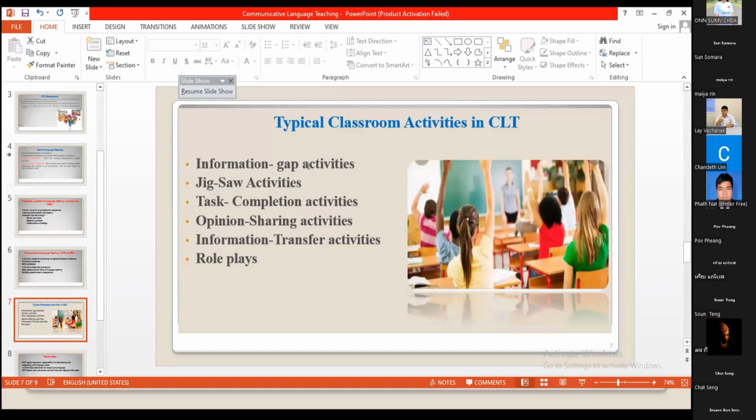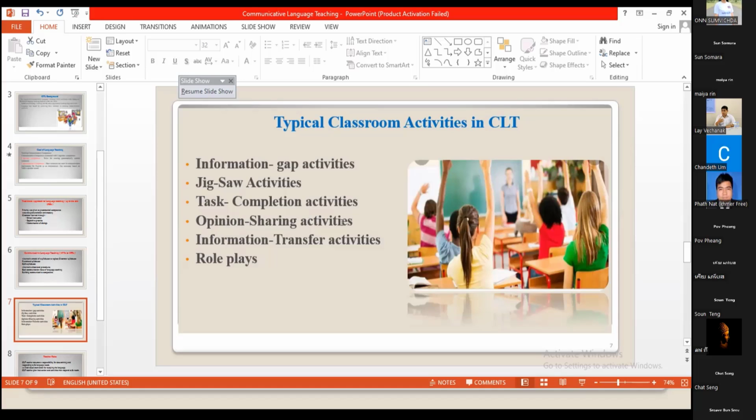And typical classroom activities in communicative language teaching. We have the information gap activity, which we use in CLT. And the jigsaw activity. I think some of you know about the jigsaw activity. And task completion activity, where we ask the students to complete the task.